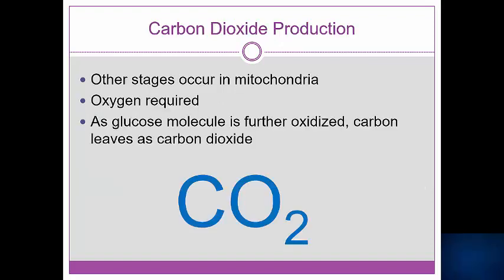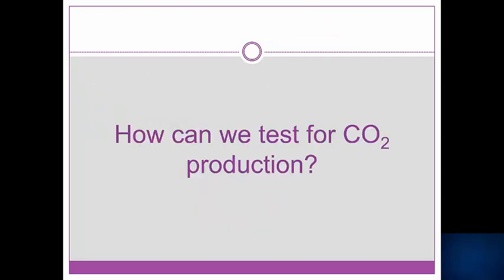The carbon dioxide produced in cellular respiration comes directly from the carbons in the glucose molecule. Those 6 carbons in glucose provide the carbons necessary for the 6 carbon dioxide molecules. We can measure the rate of cellular respiration by measuring the amount of carbon dioxide produced. But carbon dioxide is a gas, so how can we test for carbon dioxide?